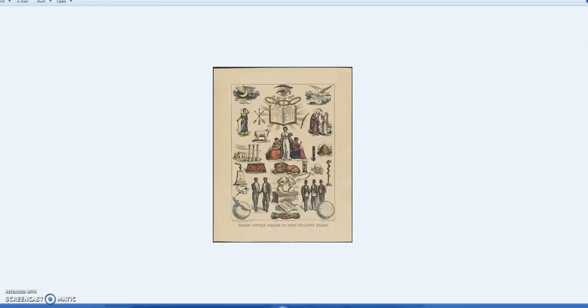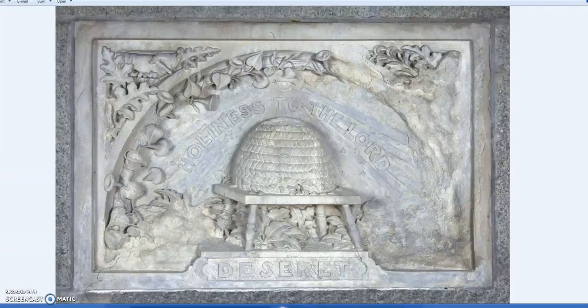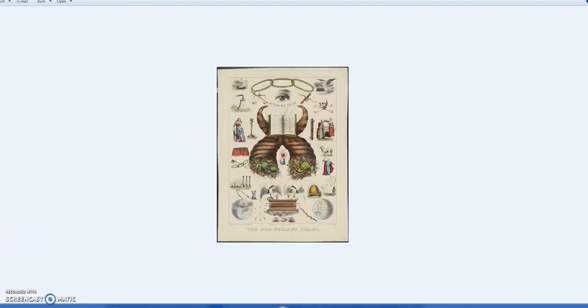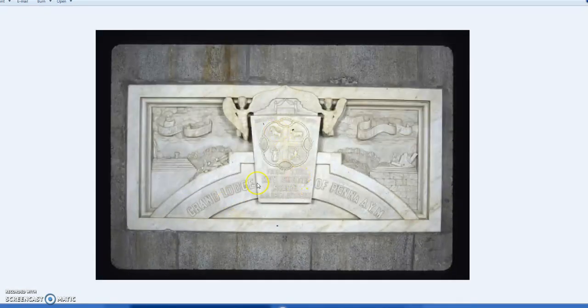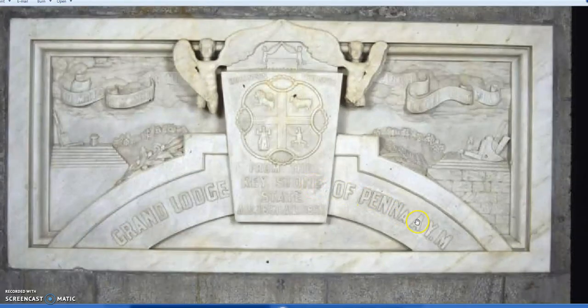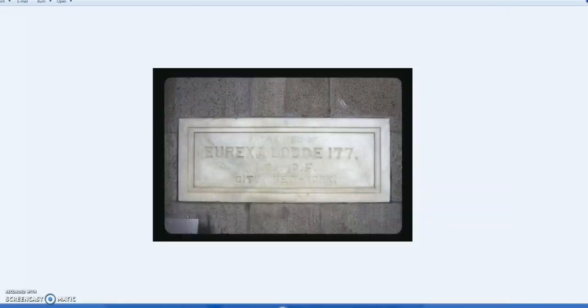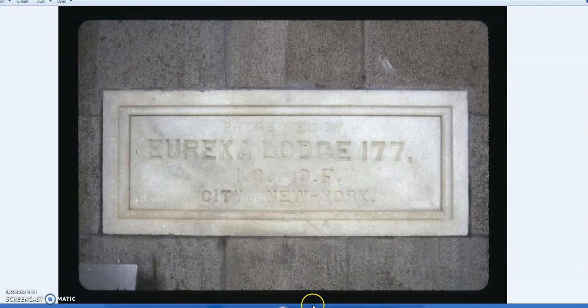But okay, so now back to the Washington obelisk, or the Washington Monument, to call it proper. And what we have is dozens and dozens of plaques such as these. So the Grand Lodge of Pennsylvania, then Boston, Eureka Lodge 177, City of New York. Now you notice this is the IOOF, Independent Order of Oddfellows.